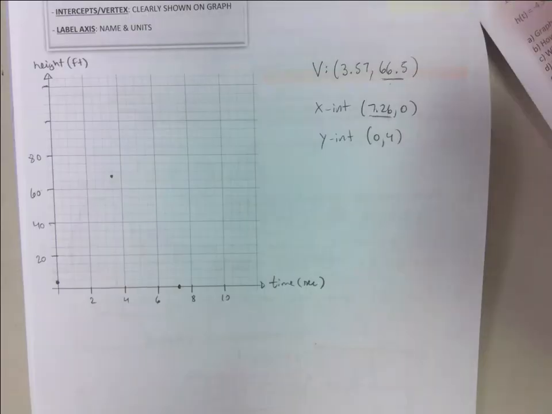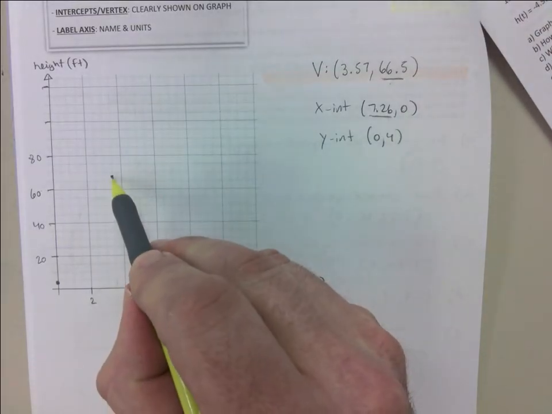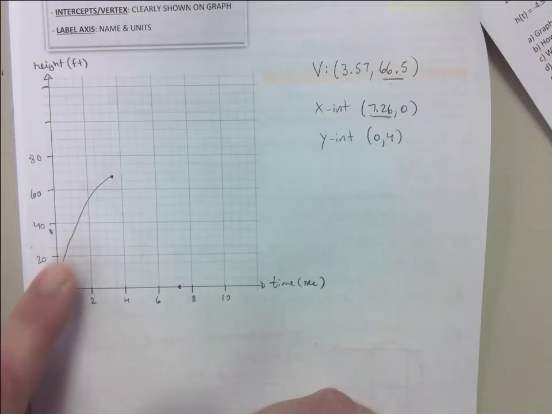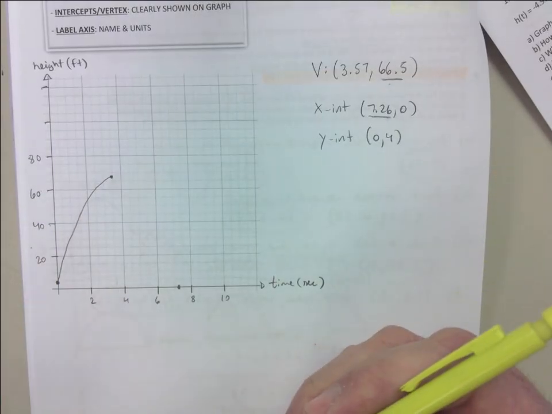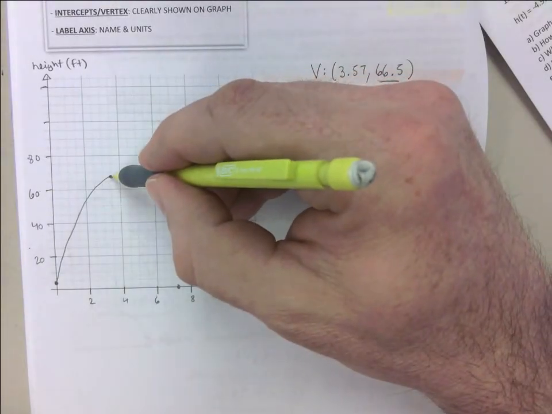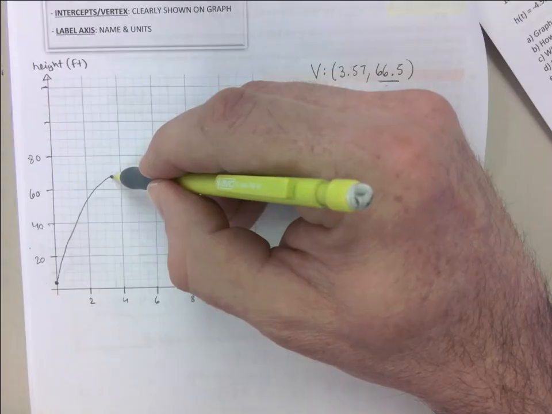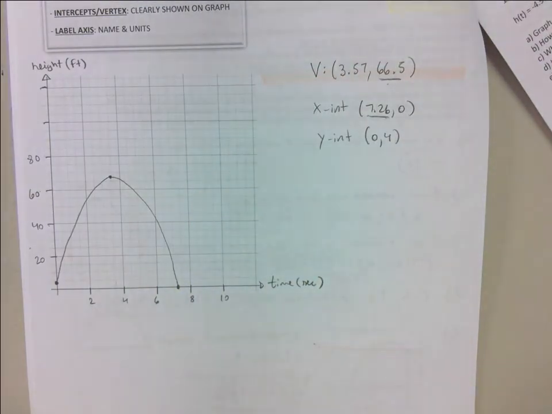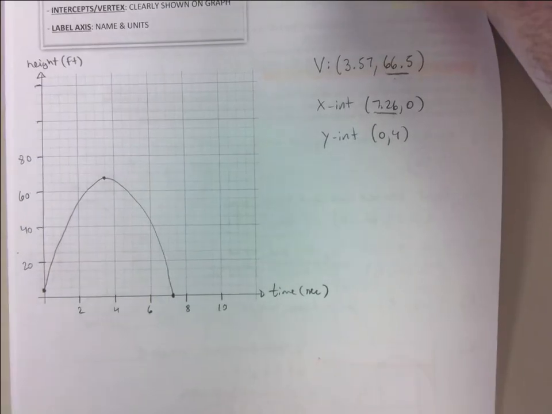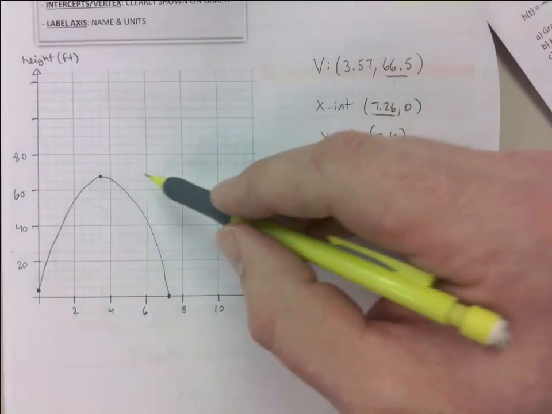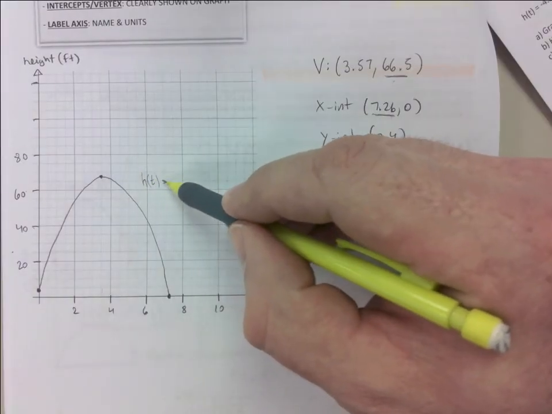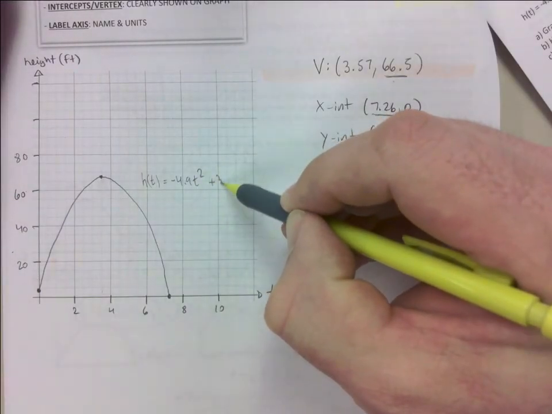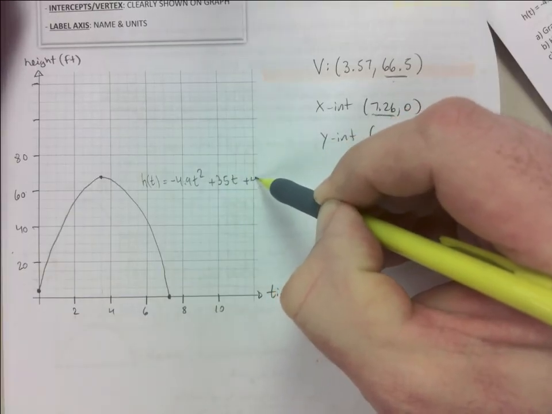And now you connect the dots. I always go to my vertex for this one. Go vertex, open sideways, and then right to the y-intercept. Stop there. Do not go past it. This is a word problem. Then you go back to the vertex, and you connect to that x-intercept. If you want full marks, h of t = -4.9t² + 35t + 4.